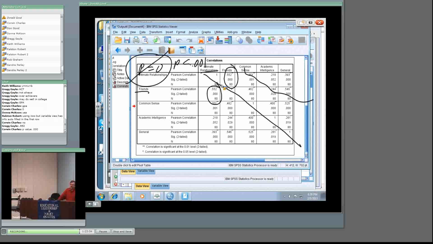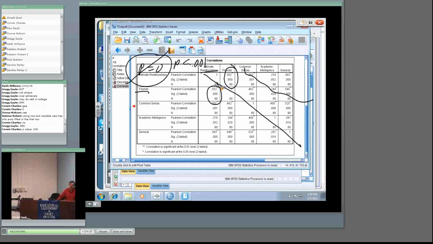P is never 0 because remember, P is the chance of being wrong. There's always a chance of being wrong. So your chance of being wrong is never 0. 0 means there's no chance of being wrong. Yes, there is. It might be very small, but there's still a chance. So in this case, P is less than 0.001.